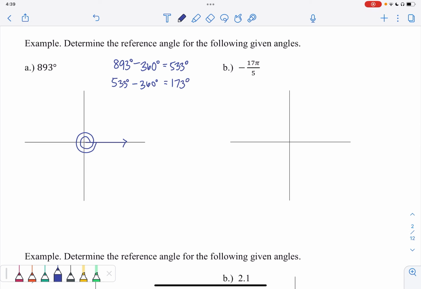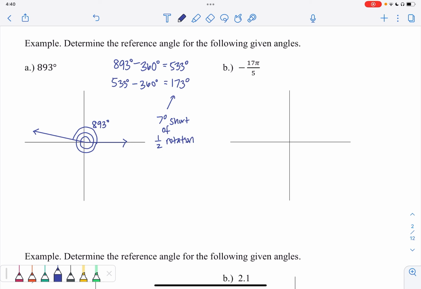Okay, so 173 degrees, what I note here is this is just 7 degrees short of a half rotation. So I'm going to take where I left off and go almost all the way around, but stop just short of it. Then I'm going to draw my terminal side there. That's about right. And I'll label this angle. This whole thing is 893 degrees.